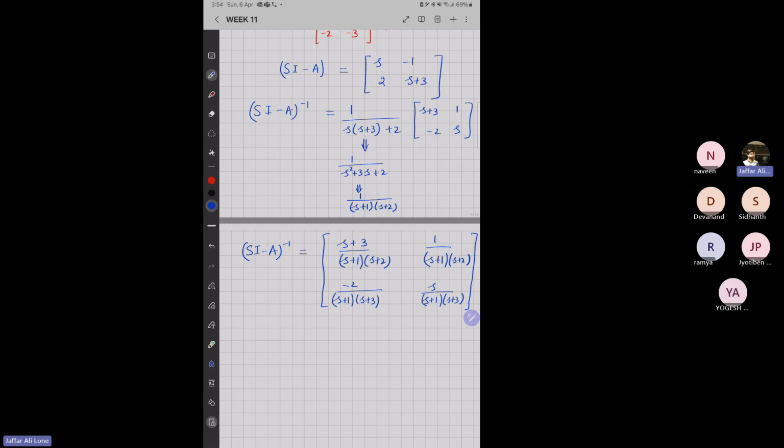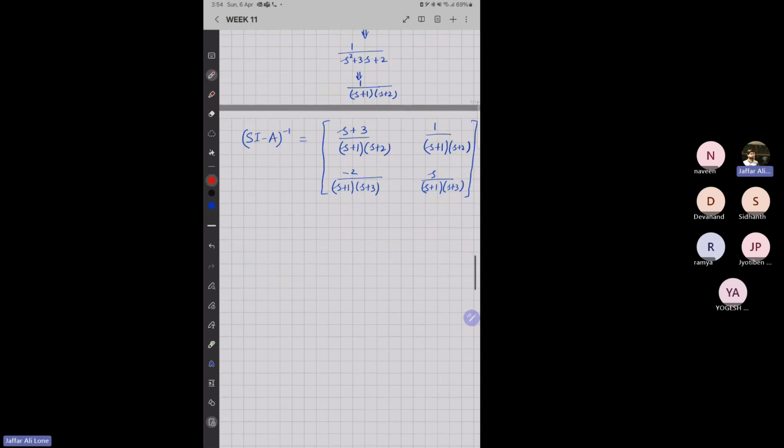Okay, now what should we do from here? We found (sI minus A) inverse, and that's this. Now what we have to do? My state transition matrix is equal to Laplace inverse of (sI minus A) inverse. So I have to take the Laplace inverse of all these individual terms. What is the Laplace inverse of (s plus 3) divided by (s plus 1)(s plus 2)?